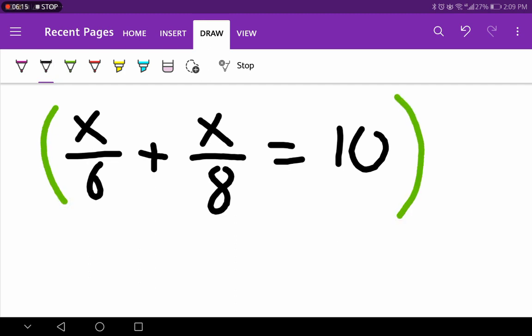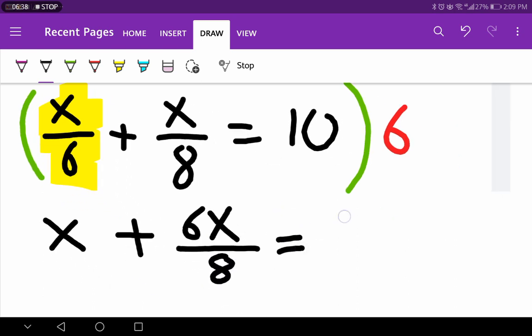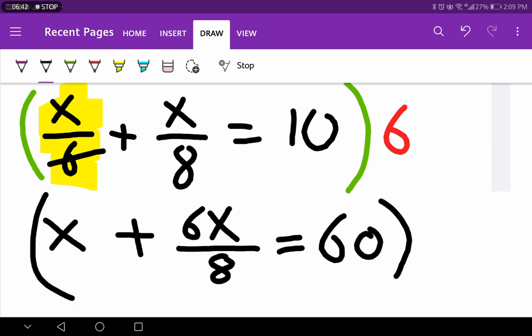Multiply by 6 in the first place. Who can multiply it for me? Nawaf, so the first term will be what? 6x, just 6x, or x? x, right. Plus 6x over 8 equals 60. Yes. So I eliminate this one in one step.